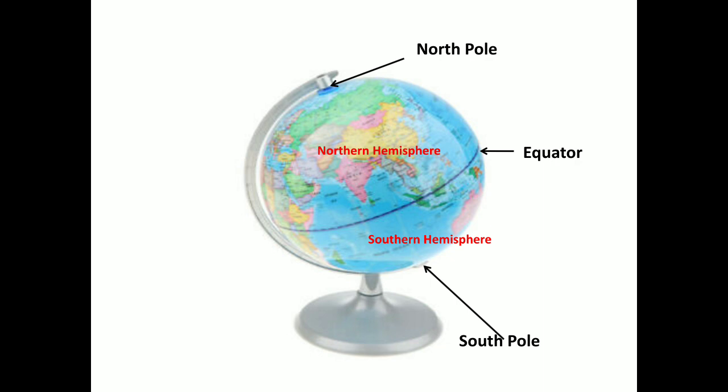Same, our earth is also fixed and it also rotates on its axis. So the above point is known as the North Pole and the below point is known as the South Pole. In between, can you see this blue line? This blue line is the equator, which divides the earth into two hemispheres. First is the northern hemisphere, that is on the top, and then the southern hemisphere, that is at the bottom of the equator or below the equator.